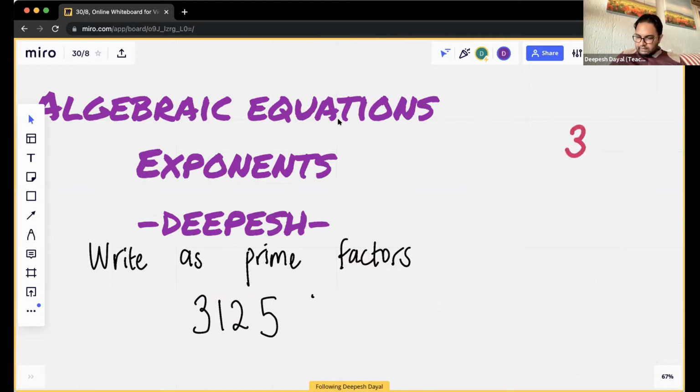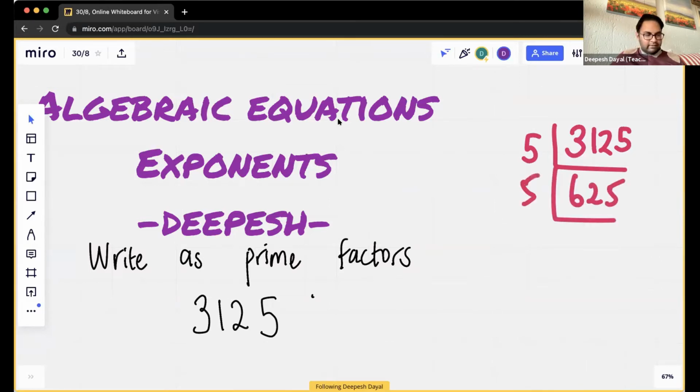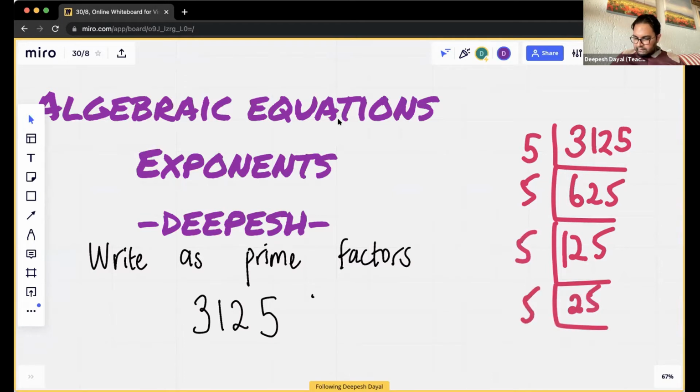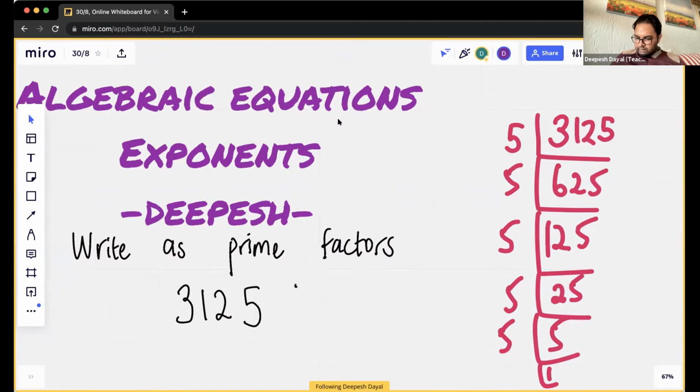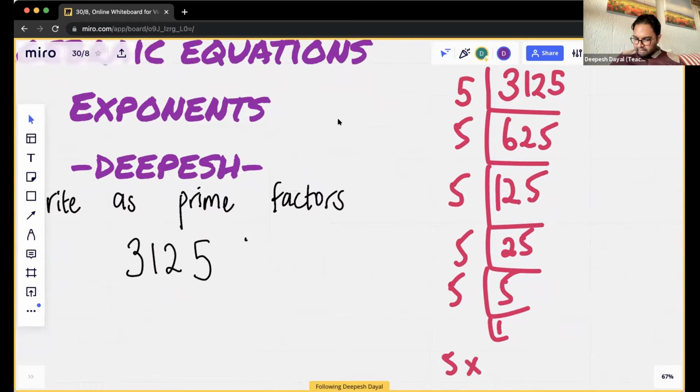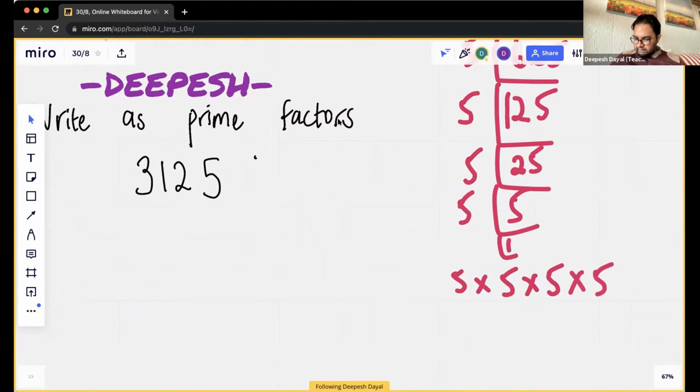625 divided by 5 gives us 125. 125 divided by 5 is 25. 25 divided by 5 is 5. 5 divided by 5 is 1. So the prime factors of 3,125 are 5 times 5 times 5 times 5 times 5.